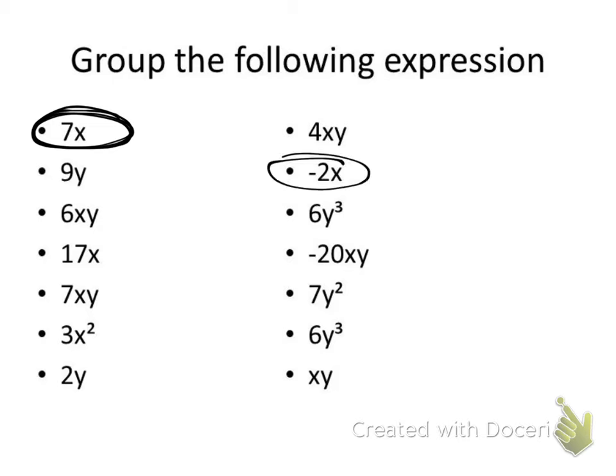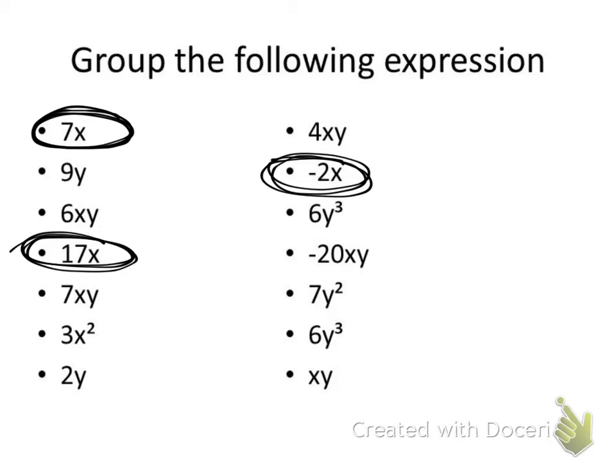What is so special about the 7x and the negative 2x? They both have x's. Is there anything else that just has an x? 17x. Let's group those together. Good. Any questions why I put those together? They all just have an x.